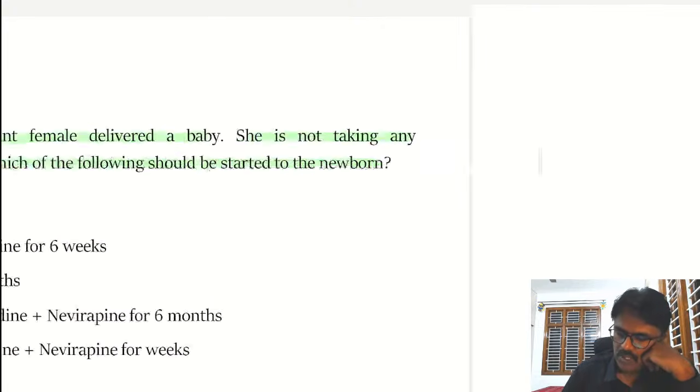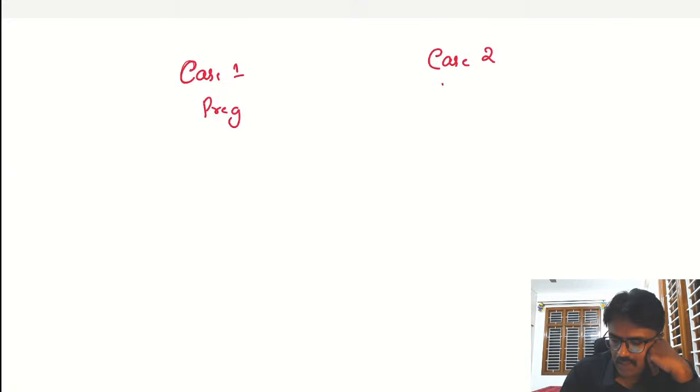Okay, so come to this answer. Let me tell you the post-exposure prophylaxis to prevent mother-to-child transmission. Let me take two cases here to explain in detail. Case 1 and case 2. So here also we have a pregnant woman. This is also HIV positive. Here the patient is not taking any drug. No drug.